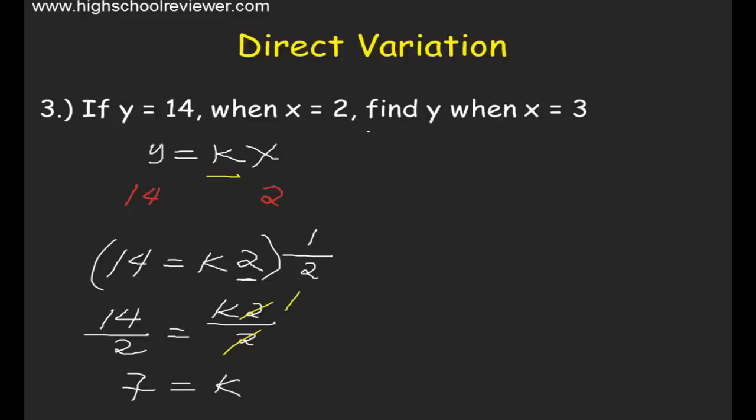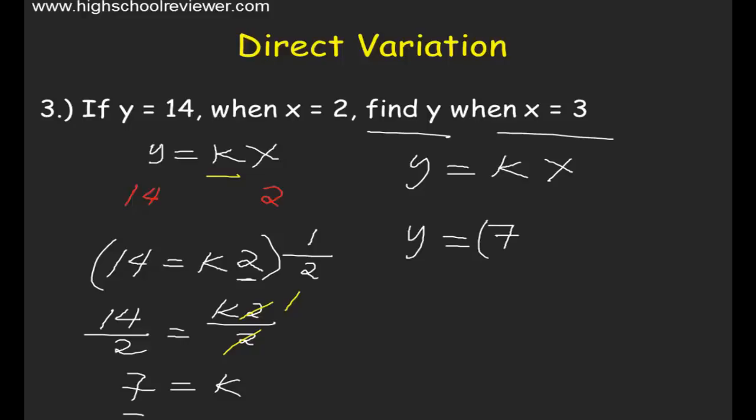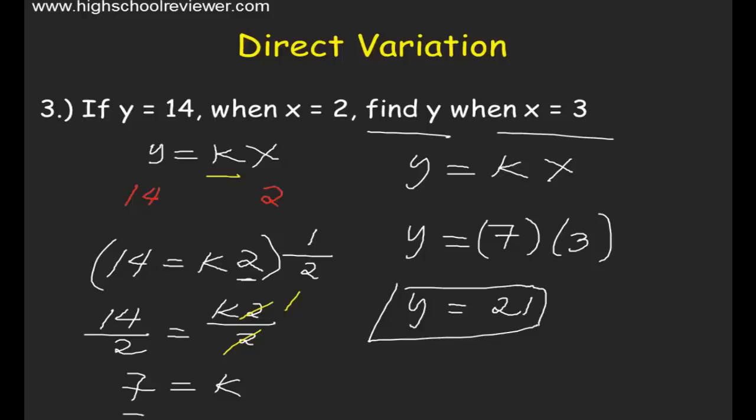Now, we need to find y when x is equal to 3. So y here will be equal to k times x. We are going to find for y. So y will be equal to, the value for k is 7, so this will be 7 multiplied by x, which is 3. So our y here will be 7 multiplied by 3, or 21. Y equals 21 is our answer for number 3.